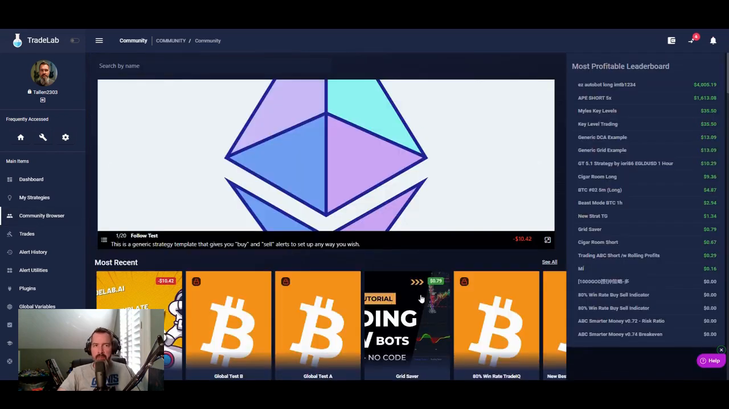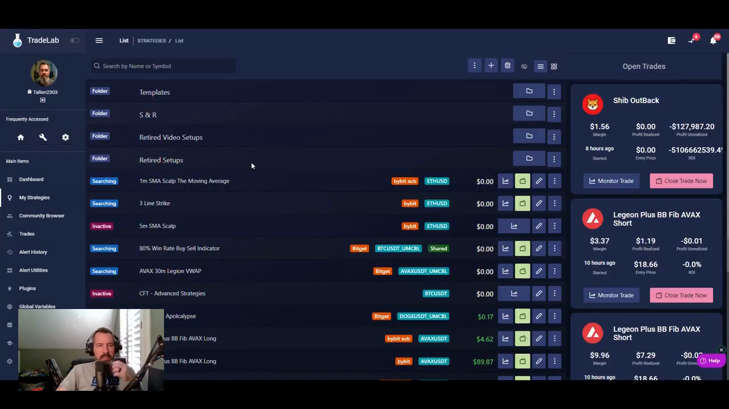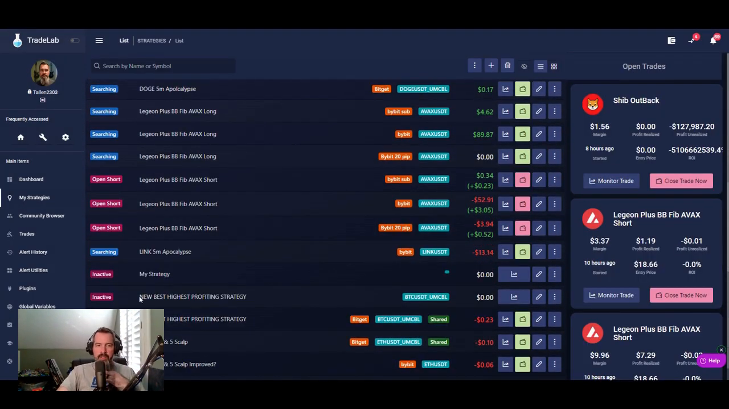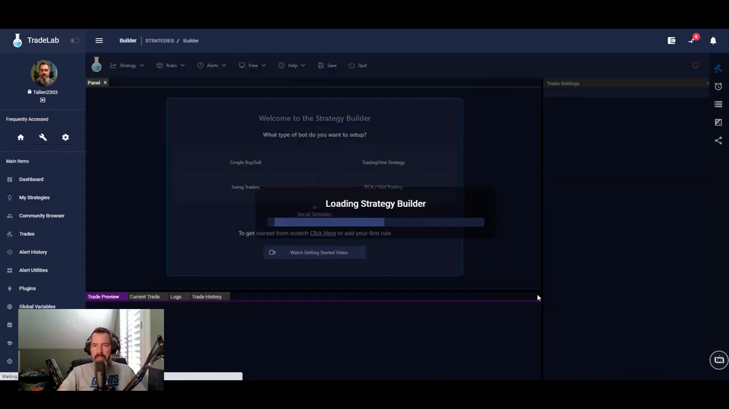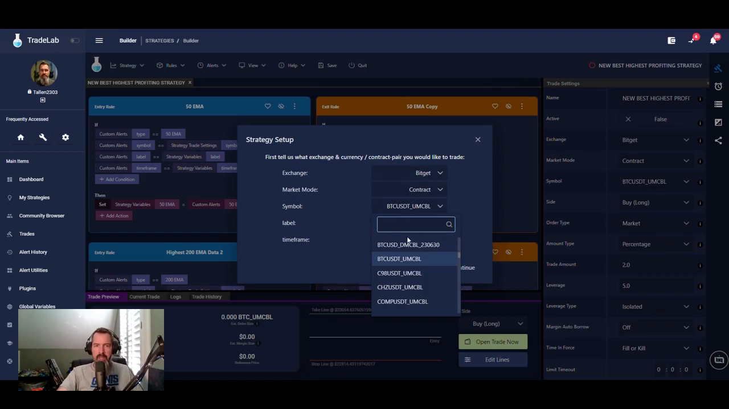We'll go back to the community browser because we want to copy this. Copy setup. So now you're going to look for this in here. You'll see the one that's inactive right here. So you're going to click edit, do it now. So here, when you copy this setup, you're going to pick which exchange you want to set this on. I chose BitGet. I did it on Bitcoin, but I mean, you could do it on anything you want.